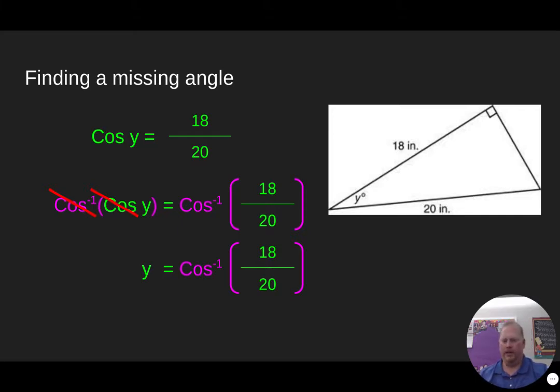And so you type that in your calculator and you get 25.8419. Well, I don't like to round angles to anything except whole numbers. So I'm going to go ahead and round that to 26 degrees. So that's the whole process. The idea I want you to know is to undo a sine, a cosine, or a tangent, use the inverse sine, inverse cosine, or inverse tangent. So let's take a look at a few more examples and work those out.